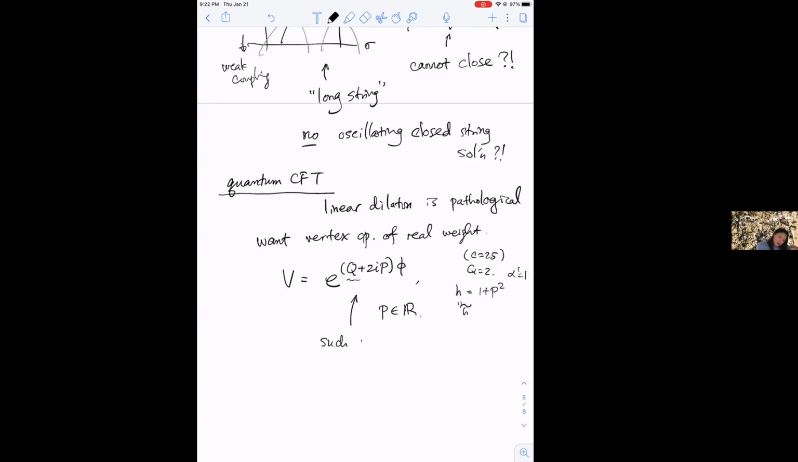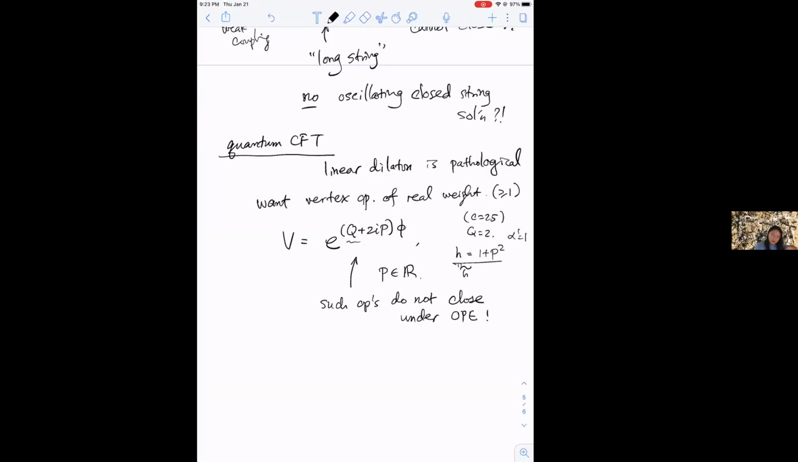such operators do not, actually, I also want this weight to be greater than or equal to 1, as I motivated earlier, because you want the theory to be tachyon-free. And for that purpose, if p is real, then the weight is greater than or equal to 1 because of this relation. The weight is 1 plus p squared. I've chosen my convention so that it looks like this. The problem is that such vertex operators, obviously, if you just treat these as free fields and take their OPE, do not close under OPE, right? The exponents are additive, and they do not close on their own. So that's already bad.